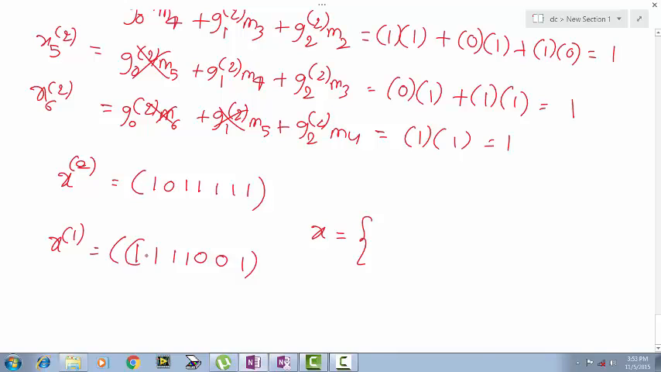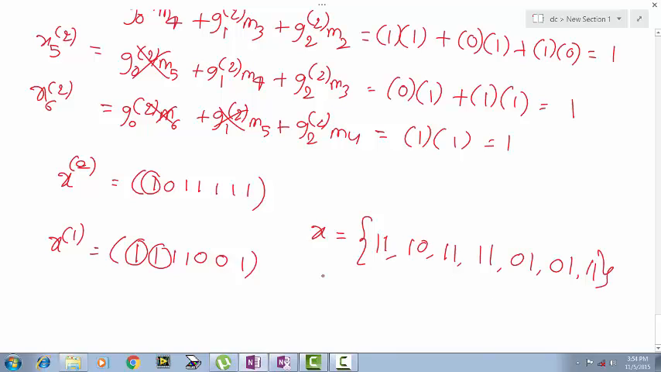The first bit from the first output is 1, the first bit from the second output is 1, so 1 1. Next, the second bit from the first output is 1, the second bit from the second output is 0, so 1 0. Third bit is 1, here also third bit 1, so 1 1. Fourth bit is 1, fourth bit is 1, so 1 1. Fifth bit is 0, here it is 1, so 0 1. Sixth bit is 0, here it is 1, 0 1. Last bit here 1, here also 1, so 1 1.